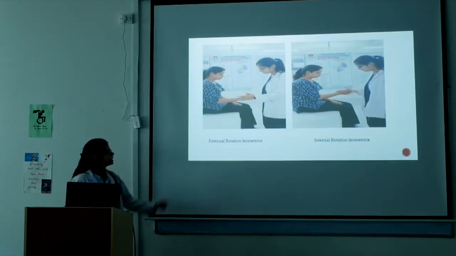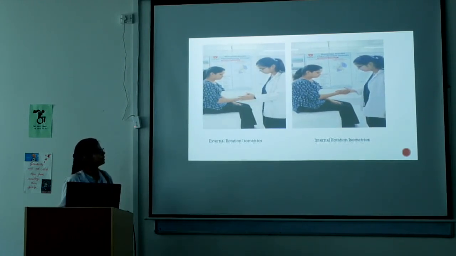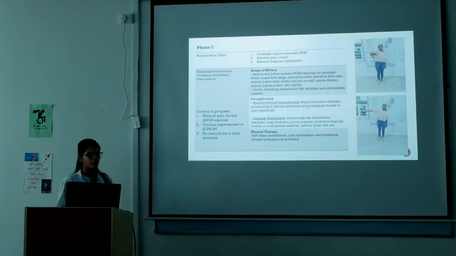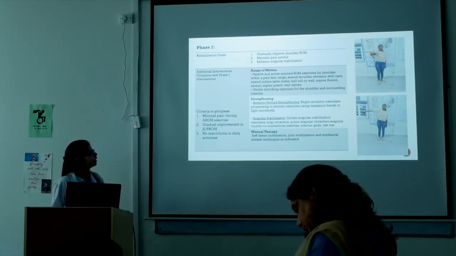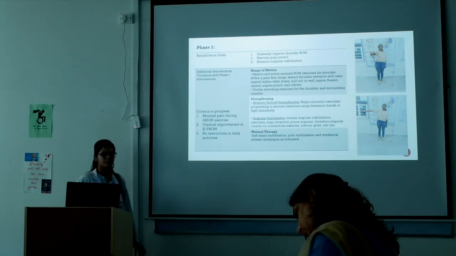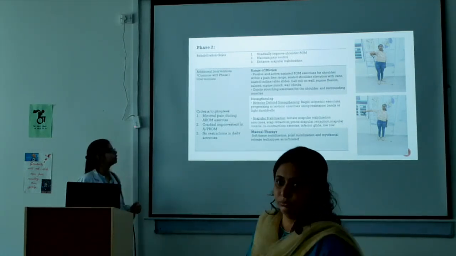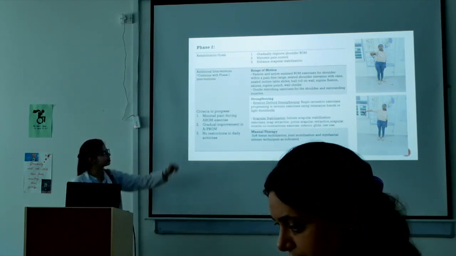So these are the exercises, the external rotation isometrics and the internal rotation isometrics, that would be in a very low load manner. Next would be phase 2. In phase 2, the rehabilitation goal would be to enhance scapular stabilization, maintain pain control and gradually improve shoulder ROM. We'll progress from passive ROM exercises to active assisted ROM exercises for the shoulder, and we'll incorporate strengthening exercises. For that, we'll incorporate first the anterior deltoid strengthening exercises.